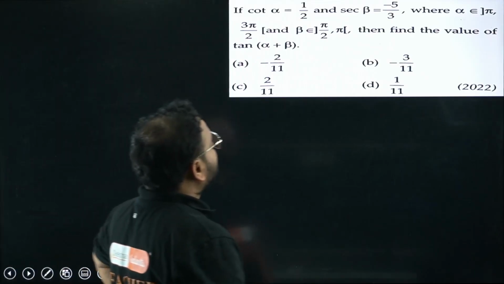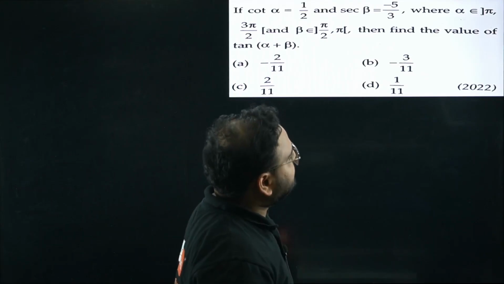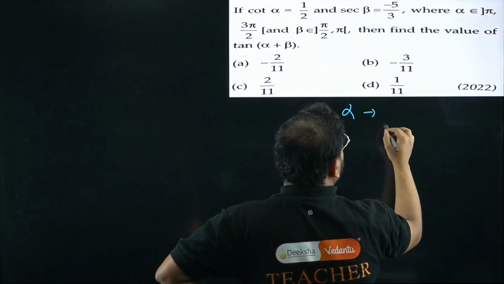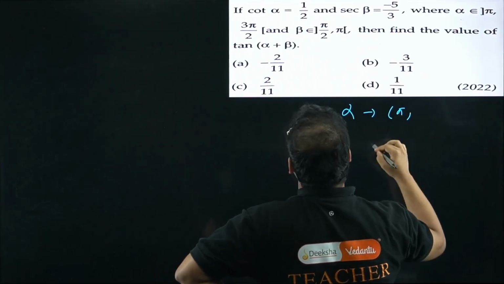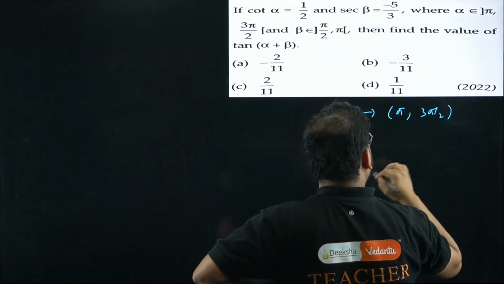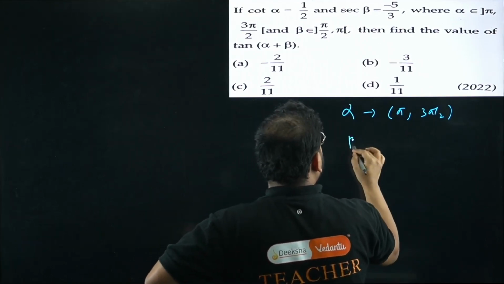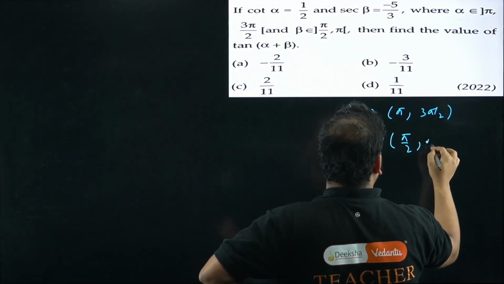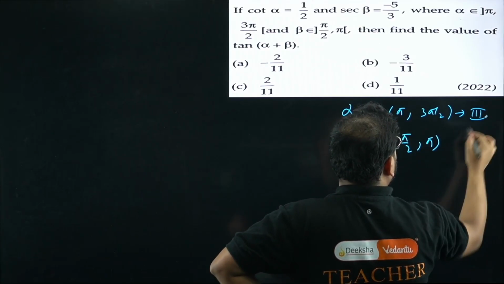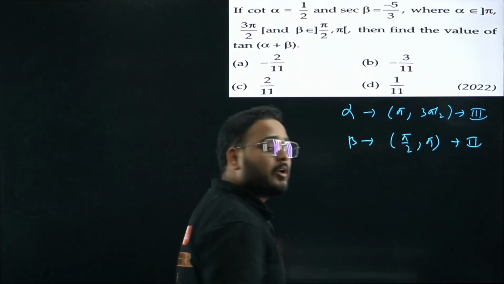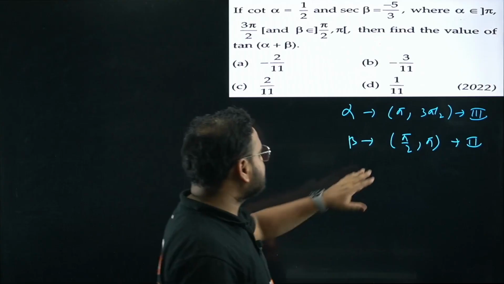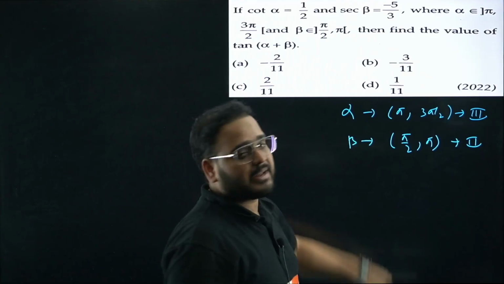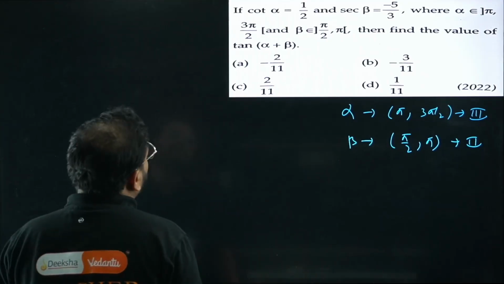If cot alpha is 1 by 2 and sec beta is minus 5 by 3, alpha is given like this, pi to 3 pi by 2. So they have given alpha as pi open to 3 pi by 2. So we have the third quadrant over here, and beta is from where to where? Okay, second quadrant, right? Pi by 2 open to pi. This is the third quadrant and this is the second quadrant. Why is it important? Sign will be different. Third quadrant, sir, tan theta will be positive, and in the second quadrant tan will be negative.